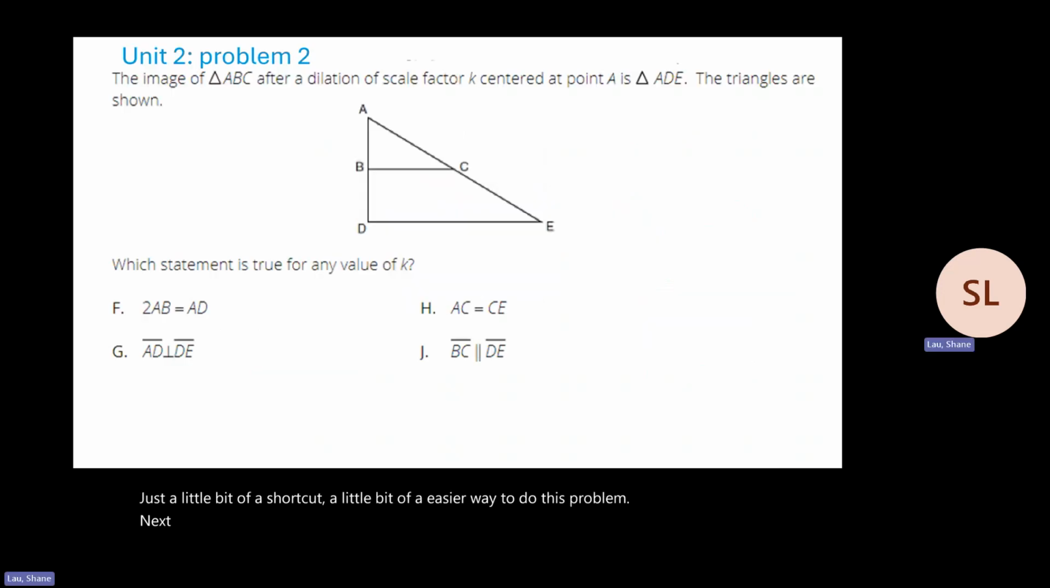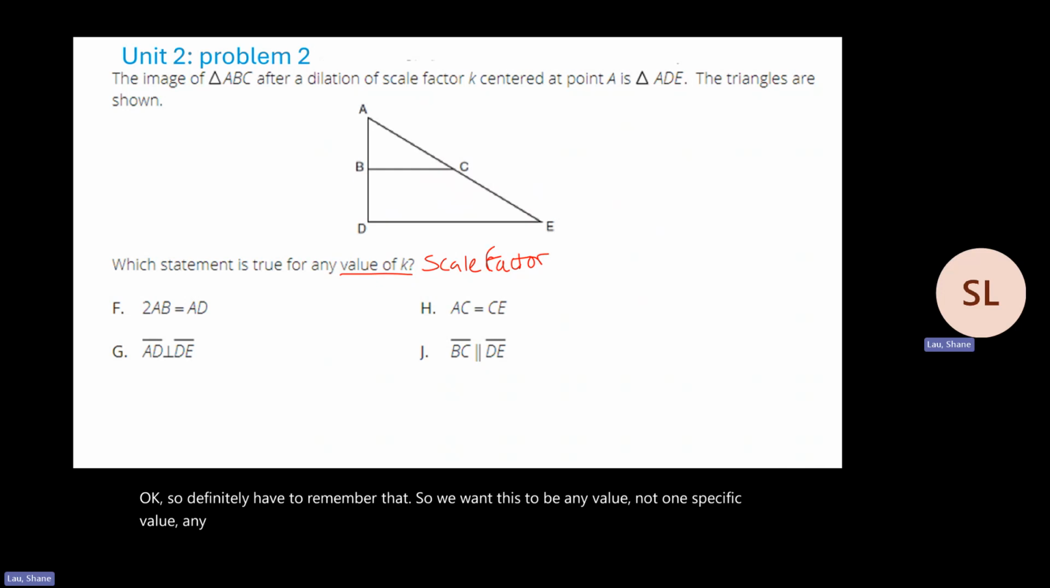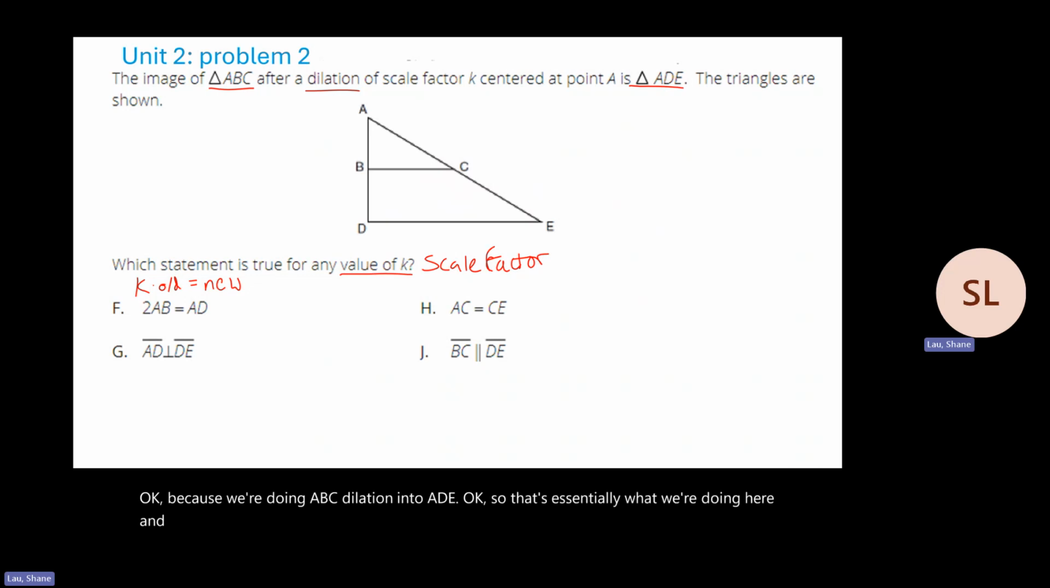Next one, which of these statements is true for any value k? Well, remember k is the scale factor. Okay, so definitely have to remember that. So we want this to be any value, not one specific value, any value. Okay, so if we look at F, where it says 2AB equals AD, that's essentially saying we're taking our k times the old and putting it equal to the new. Okay, because we're doing ABC dilation into ADE. Okay, so that's essentially what we're doing here. And 2 is a specific value of k. That one can't be correct.